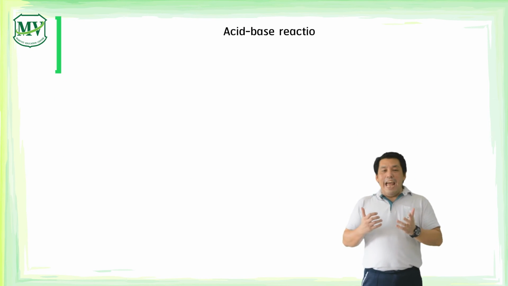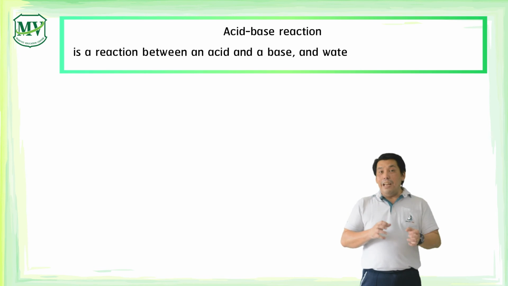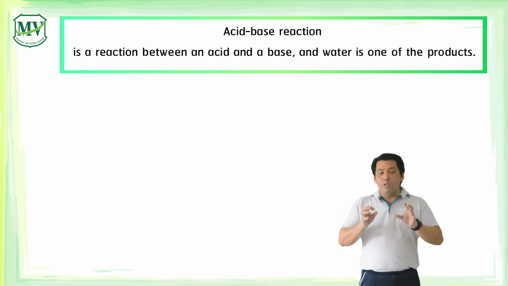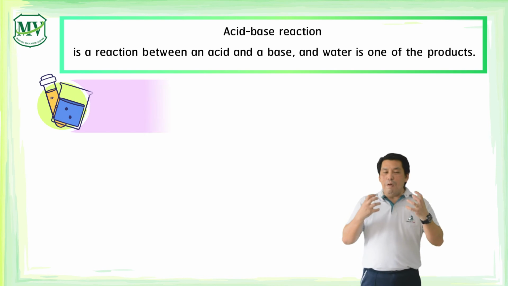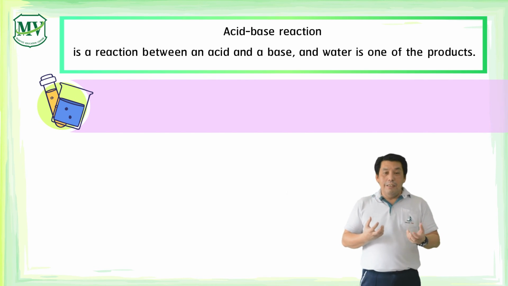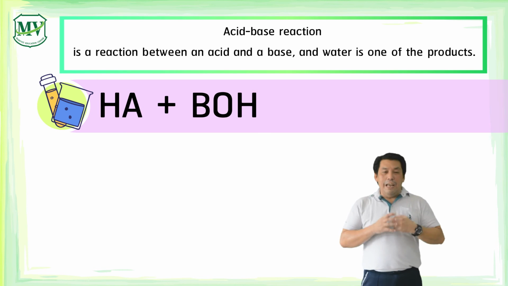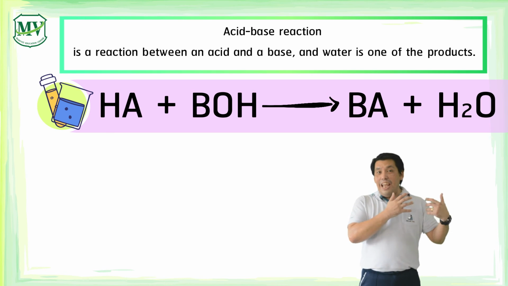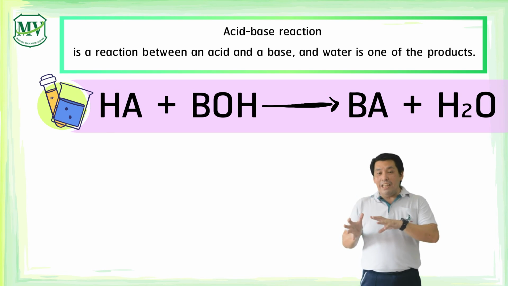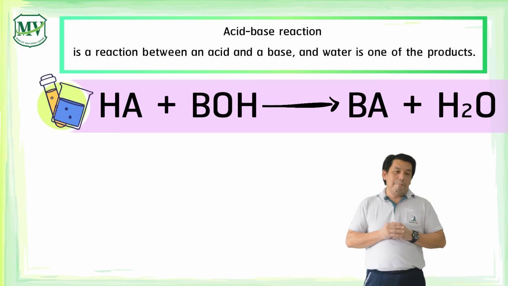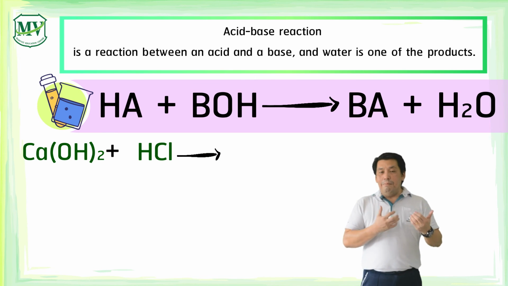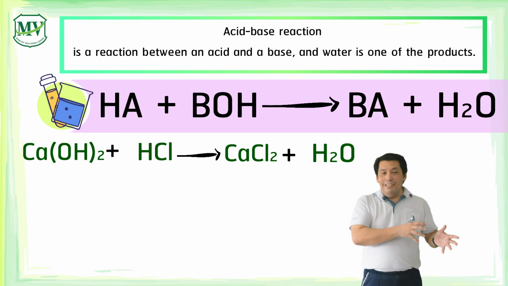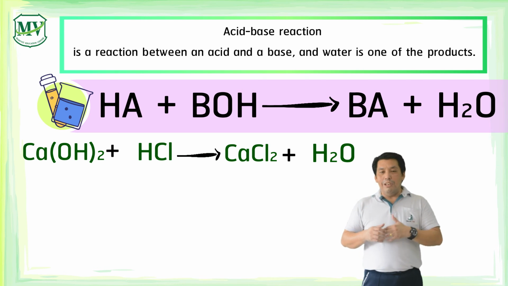Now, the acid-base reaction is a reaction between an acid and a base, and water is one of the products. It is a special type of double displacement reaction. A and B switch places. And these chemical reaction examples are written as HA plus BOH will yield BA plus H2O. A simple example of an acid-base reaction is when an antacid, calcium hydroxide, neutralizes stomach acid, hydrochloric acid.